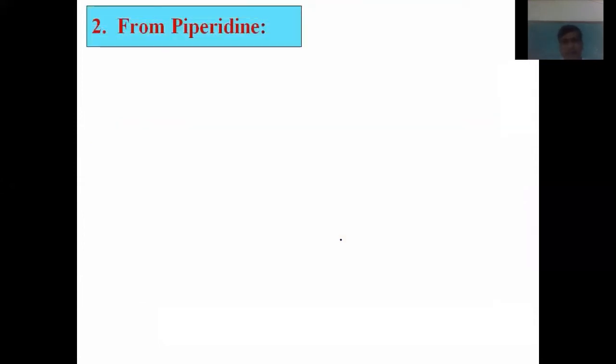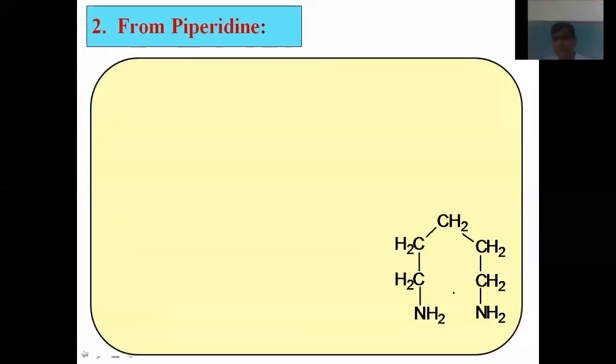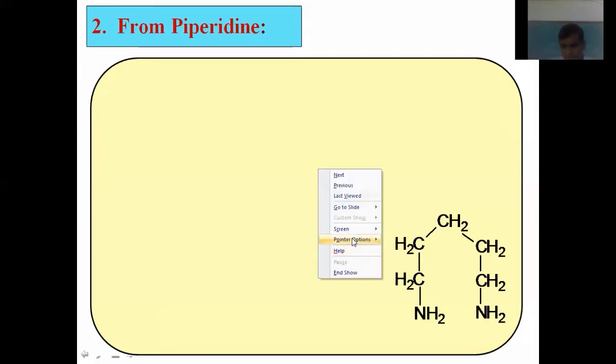Now in the second method, it is prepared by using piperidine. First, tell the name of this particular compound. How many carbons are there? 1, 2, 3, 4, and 5. Thus there are 5 carbon atoms in total, and it also has 2 amino groups. Hence the name of this compound is pentamethylene diamine.